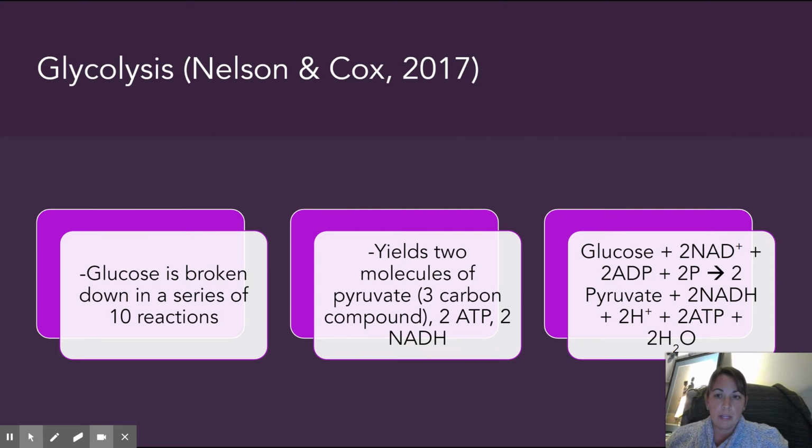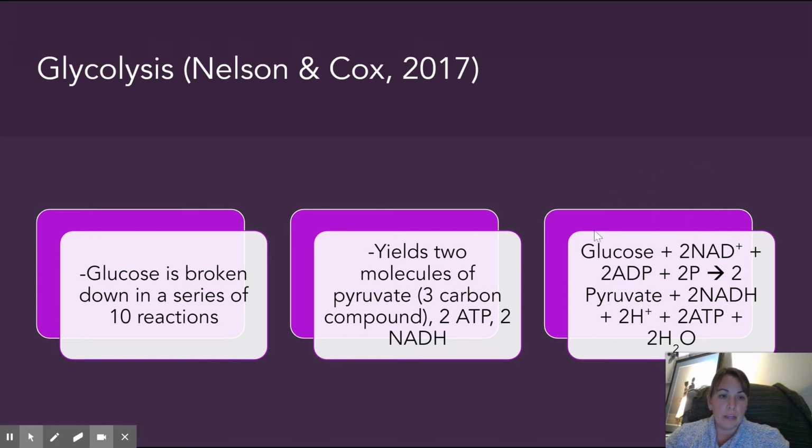Let's remind ourselves of what glycolysis is. It's a process through which glucose is broken down in the cell, and it's a series of 10 reactions. Glycolysis yields 2 molecules of pyruvate, which is a 3-carbon compound, from glucose, and also results in a net yield of 2 ATP and 2 NADH, which are key for electron transport and generating much more ATP in the mitochondria of the cell. So glycolysis is important for its NADH production, not as much as its ATP production. I'm sorry, the NADH production is much more important than the 2 ATP produced by glycolysis.